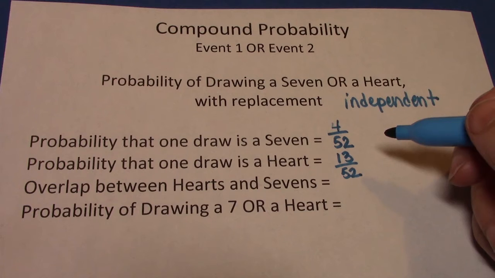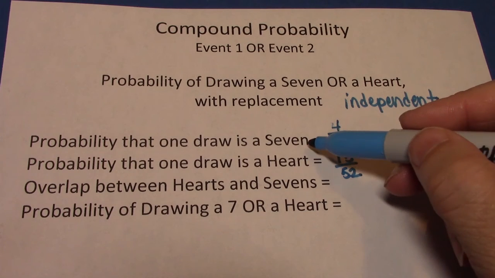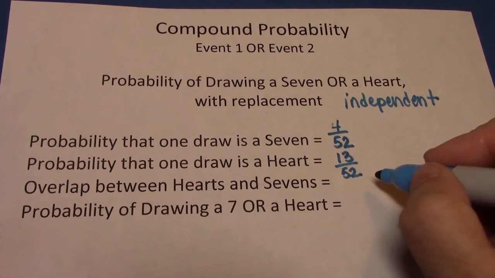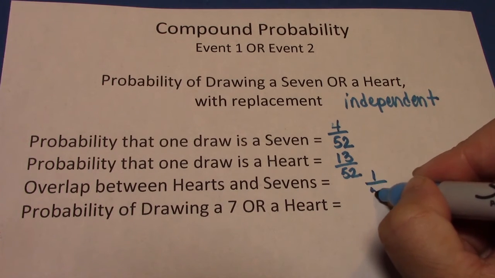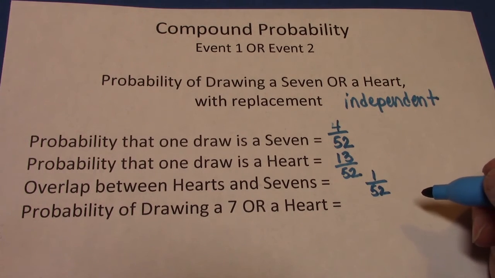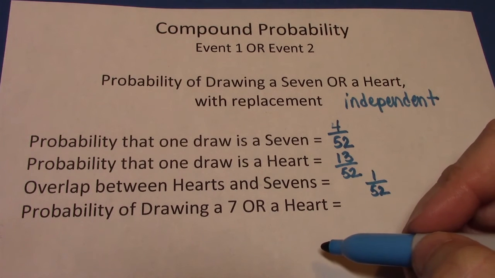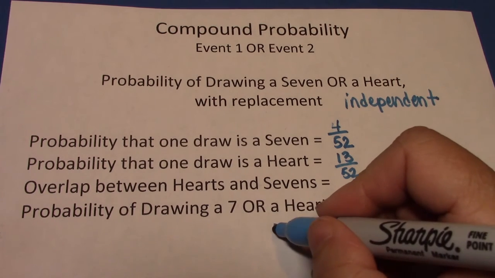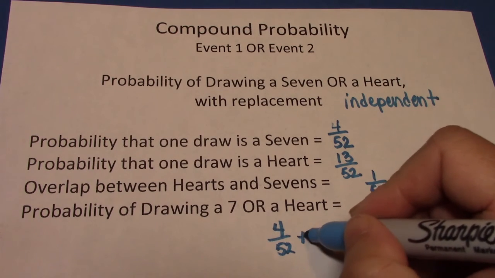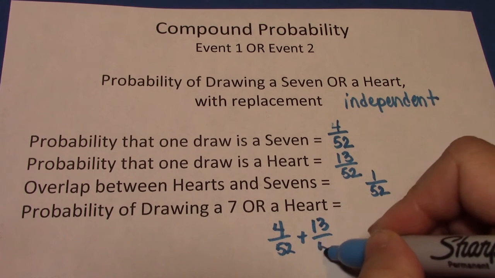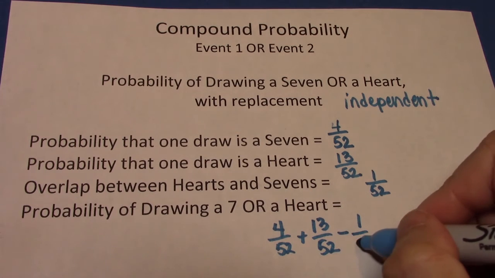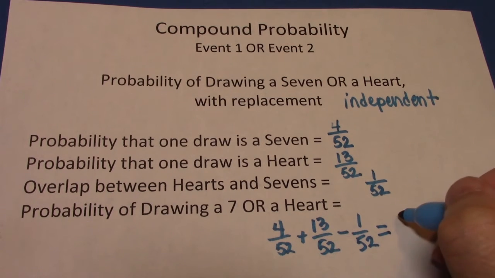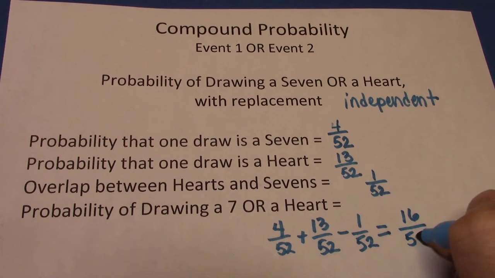But now we do have to consider that there's overlap because there is the 7 of hearts, and we can't count that twice. So the 7 of hearts is 1 card out of the 52. So the probability of drawing a 7 or a heart in 2 draws is 4 out of 52 plus 13 out of 52 minus that overlap. So that actually is 16 out of 52, or converted to percentages, that is 30.8%.